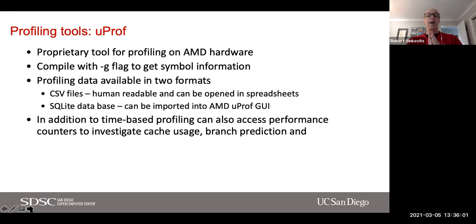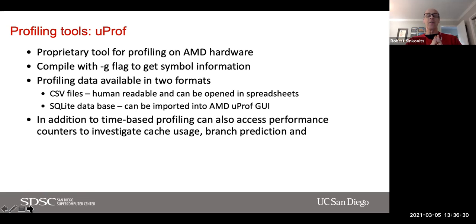Here, you're going to want to compile your code with the -g flag to get symbol information. It turns out that uProf actually works pretty well without the -g flag. But if you want to be able to tie usage, say, to particular lines in the code, or roughly to lines in the code, you do need to compile with -g so that you get all the symbol information.